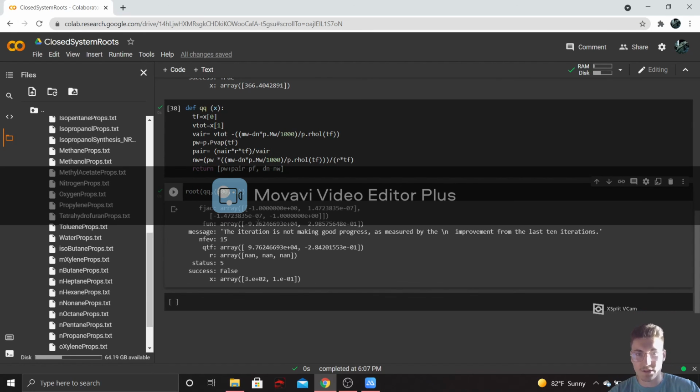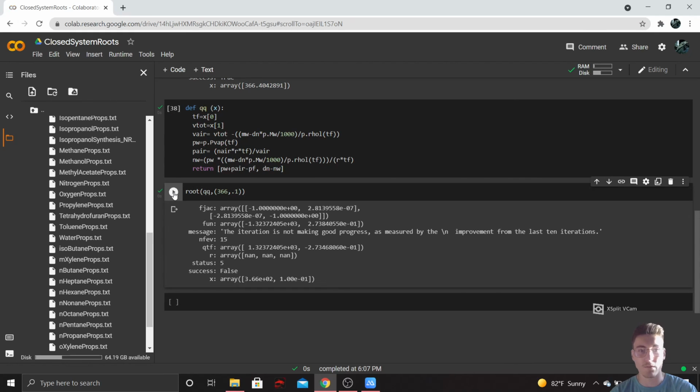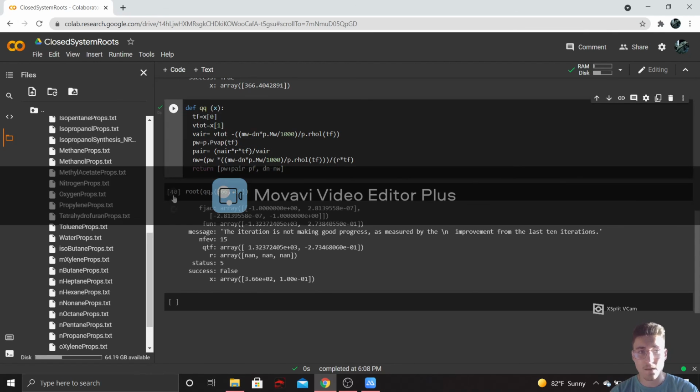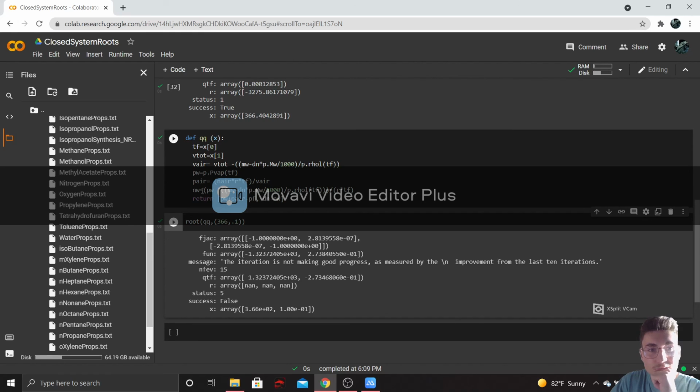So now if we run both of these, now we can say the iteration is not making good progress. So that means we need to have better initial guesses. So I guess we can say that's 366 and then the volume 0.1 again. So then if we run this again, process in the last 10 iterations, 0.01 maybe.